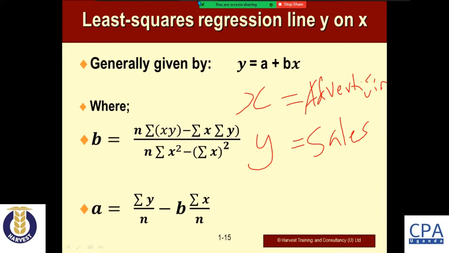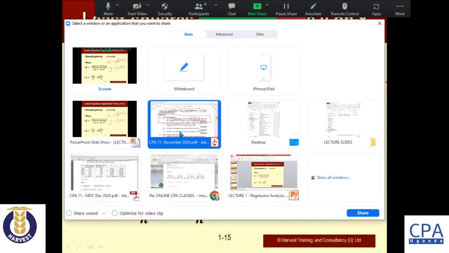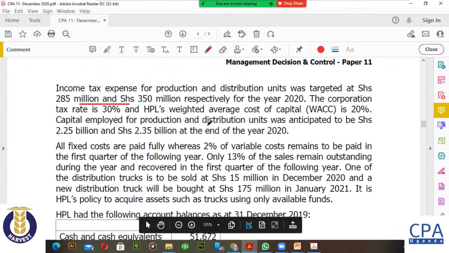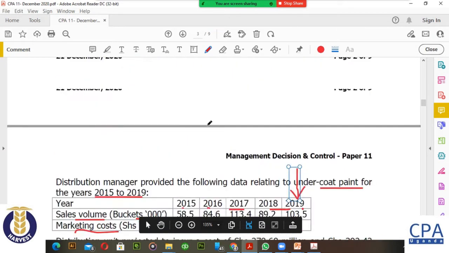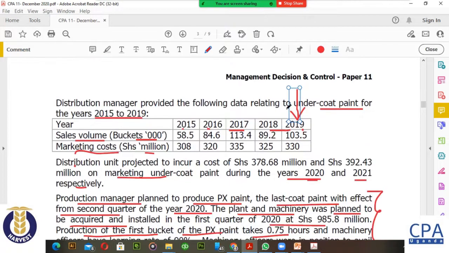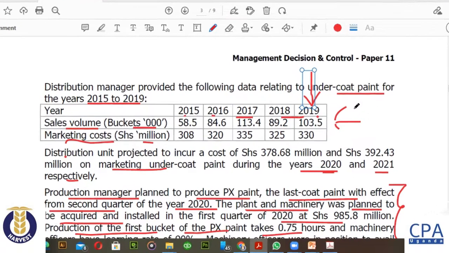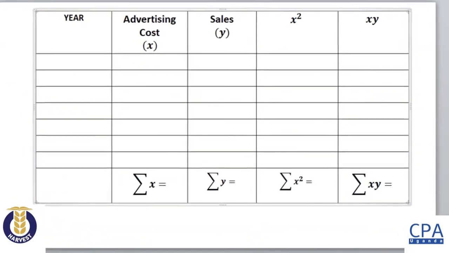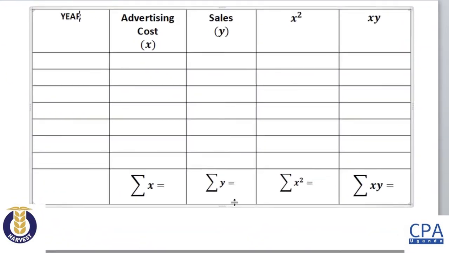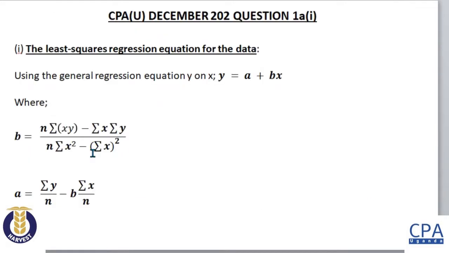Perfect. So let us go back to our question now. The figures we have are here. That's why this is very simple. Just this table is enough for us to get 8 marks. Can you imagine? So this is our y and this is our x. I think my table is now ready.